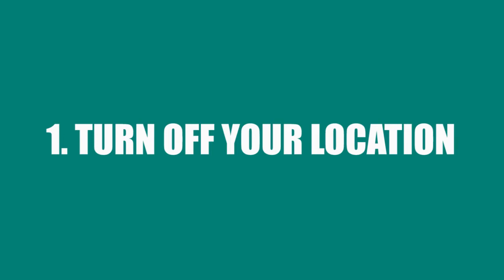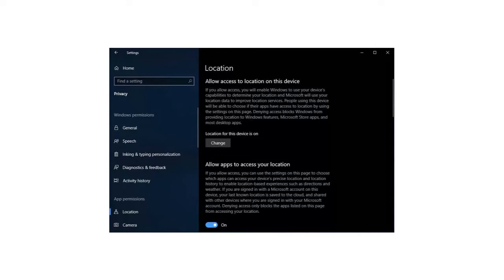If you turn your location off, apps that use your location, such as the Maps app, will not be able to find you. You can, however, manually set a default location that apps can use as a stand-in. To turn off your location, go to Settings, Privacy, Location, and the Change button under Location for this device is on and toggle it off. Below, you can set permissions to allow or restrict individual apps from knowing your location.